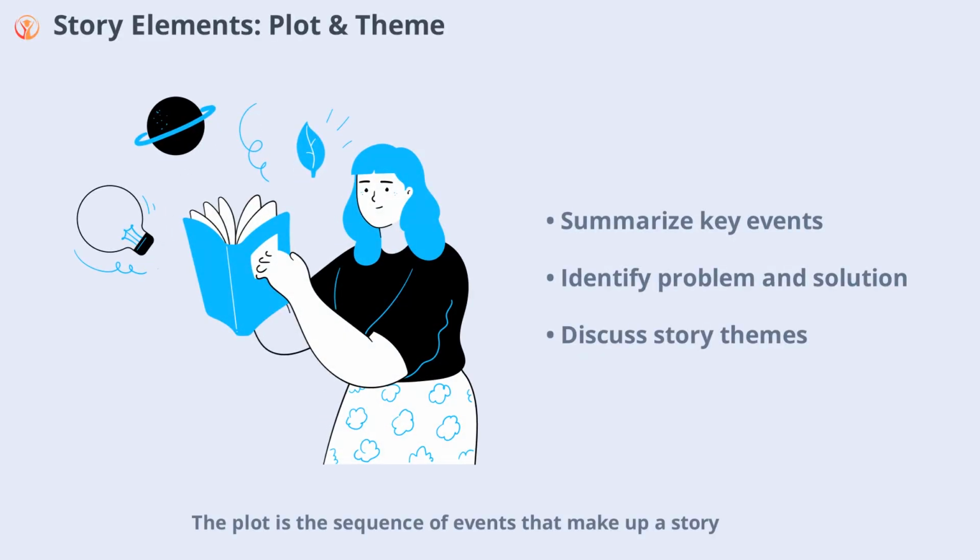The plot is the sequence of events that make up a story, including the central problem and how it's solved. We'll practice summarizing stories by focusing on the most important events and the main problem and solution. Along the way, we'll also talk about the theme, the big idea or lesson the author wants us to learn. By understanding plot and theme, you'll be able to explain what a story is really about and why it matters.